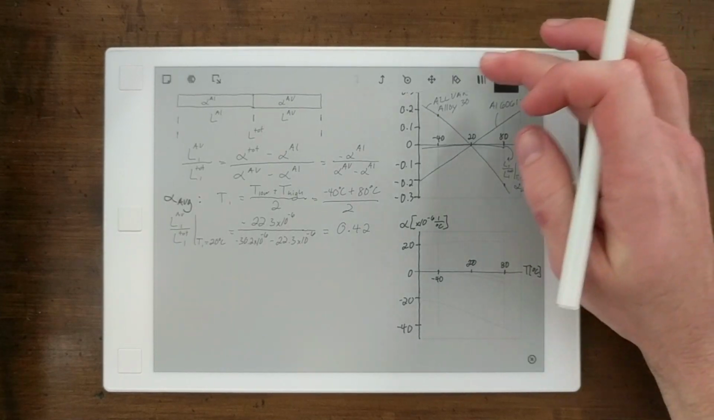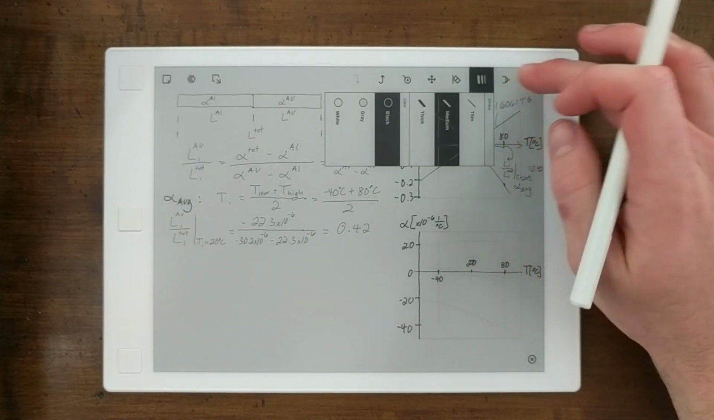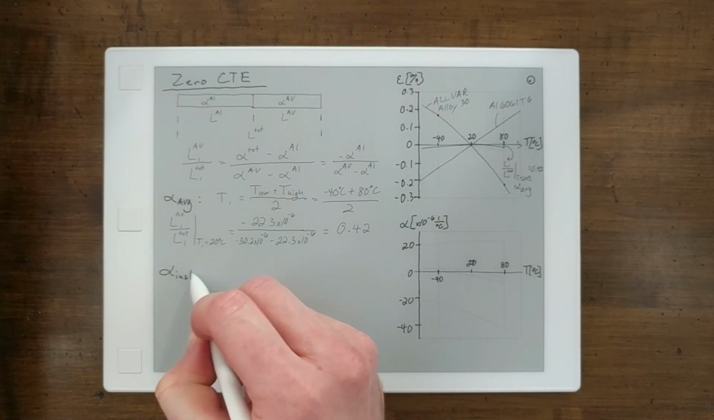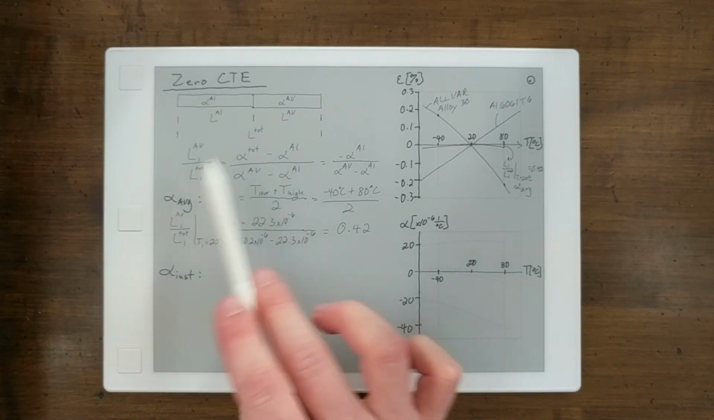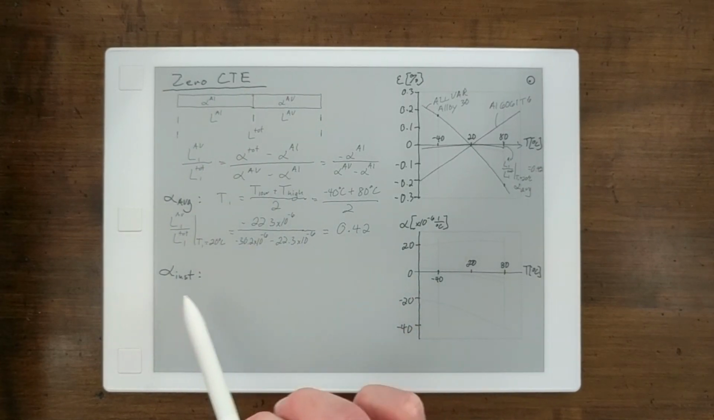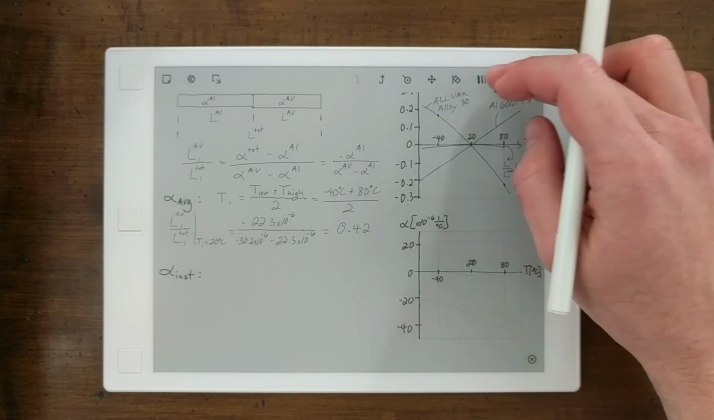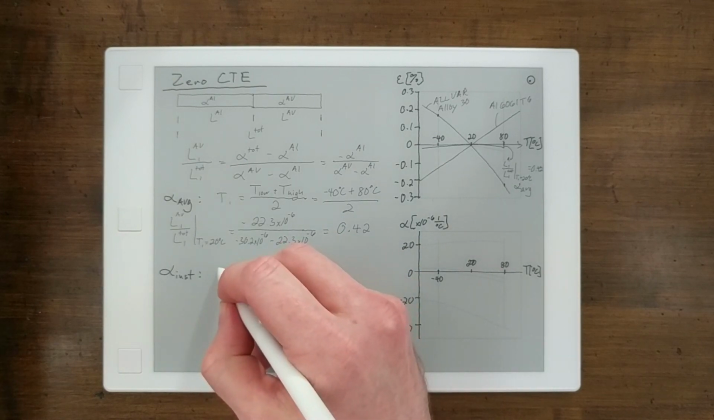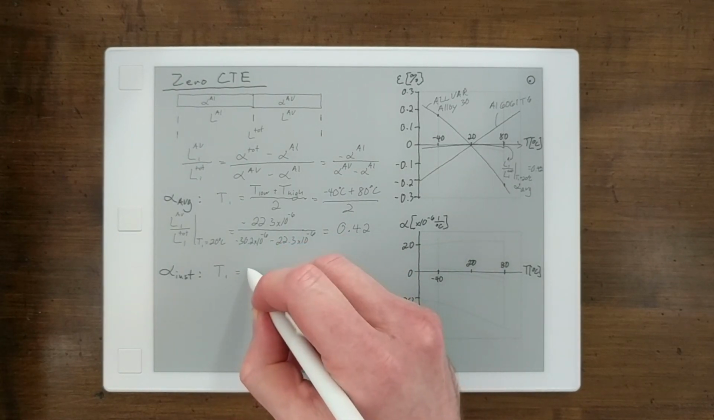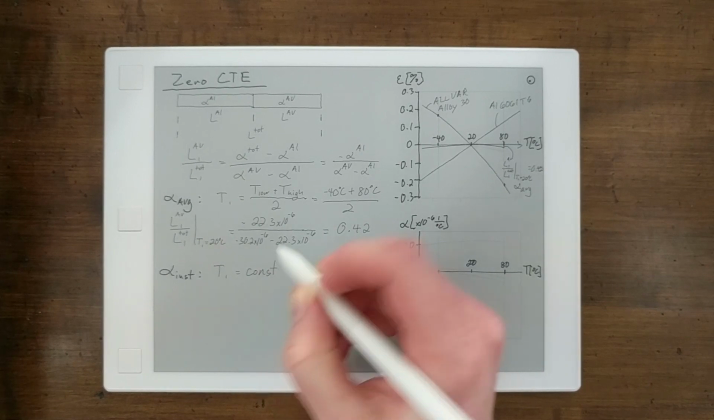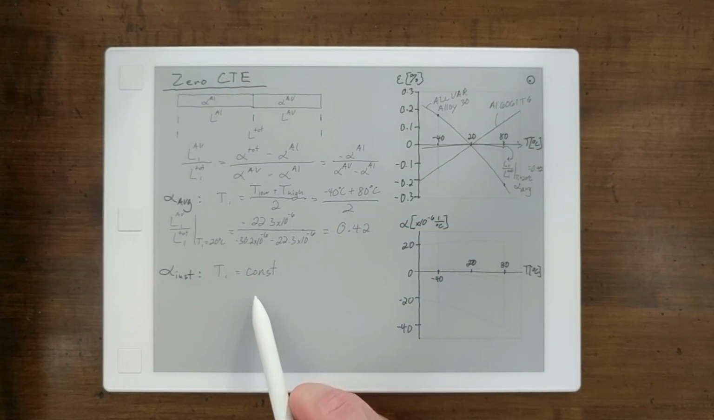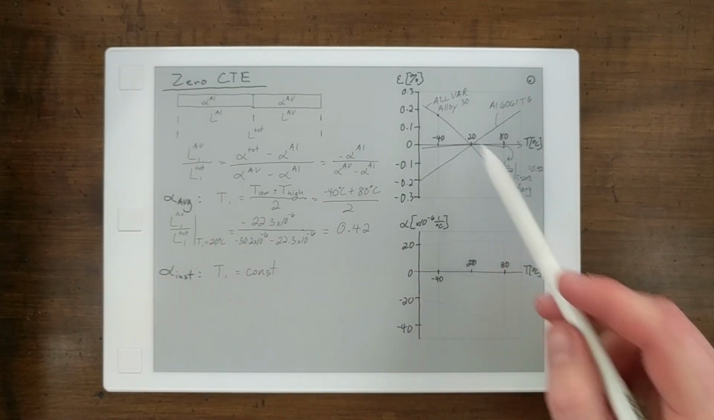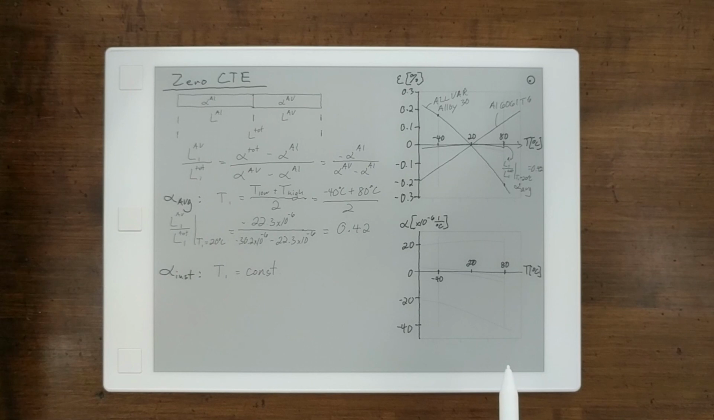So what happens is, if we take a look at the instantaneous CTE and use this equation, I know it was developed for average CTE, but what happens when we start to use the instantaneous CTE? What we see here is that T1 is equal to a constant value, a single temperature. And we can start to use this CTE, this unique curvature, to dial in where the CTE is.